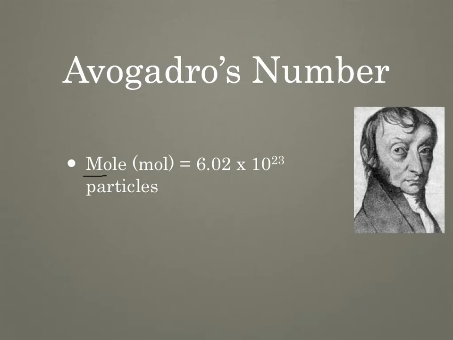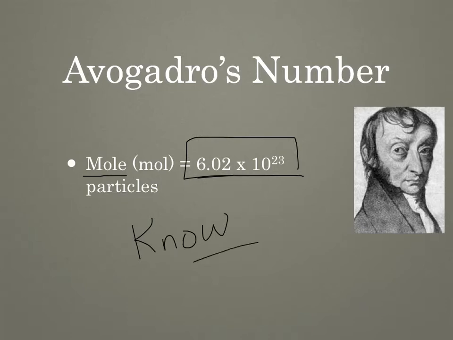When we refer to a mole in chemistry, we are simply referring to a number, a very large number, because we're talking about very small things like atoms. And that number is 6.02 times 10 to the 23rd. You need to know this number. This is one of those things you should memorize. 6.02 times 10 to the 23rd.